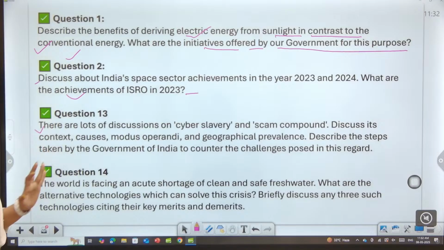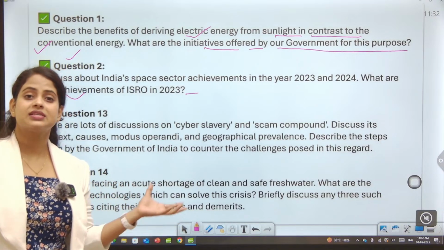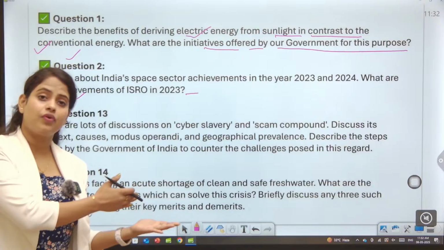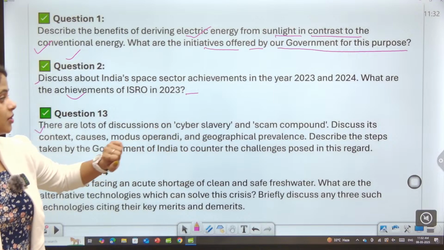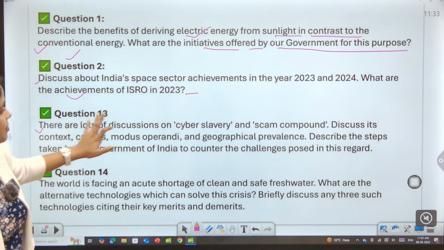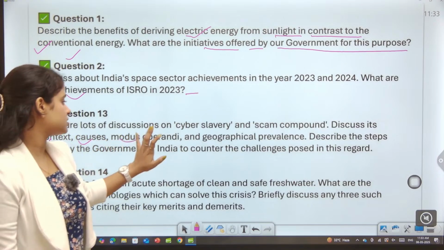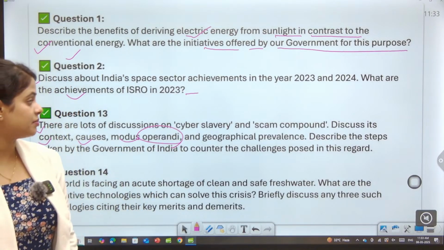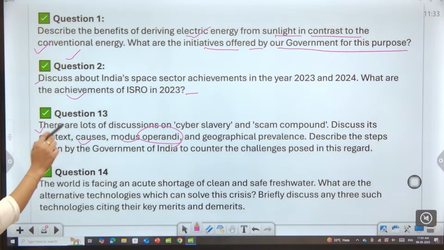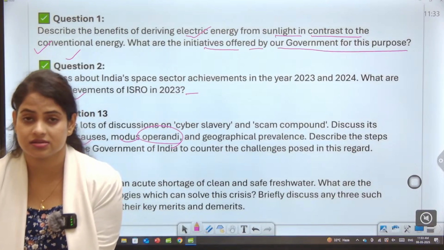Guys, see, the next question: there are lots of discussions on cyber slavery. That means about cyber security, cyber security over artificial intelligence or the Internet of Things. Cyber slavery and scam compounds. Discuss its context, causes, modus operandi. This is very, very important, guys. Geographical prevalence. Describe the steps taken by the Government of India to counter the challenges posed in this regard.